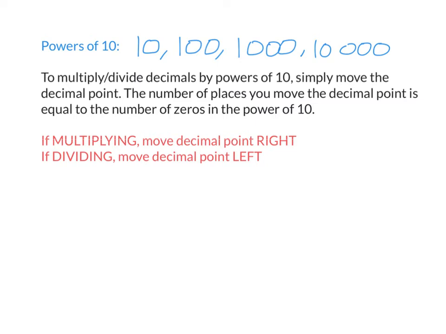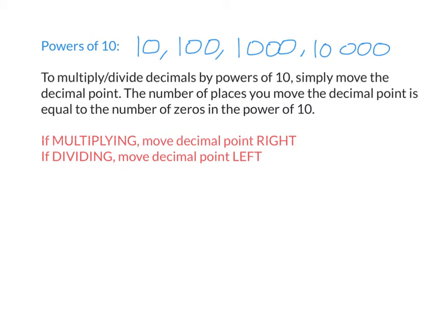To multiply or divide by one of these numbers, you simply move the decimal point a number of places. The number of places you move the decimal point is equal to the number of zeros. So multiplying or dividing by 100, you move the decimal point twice because there are 2 zeros. If you multiplied or divided by 10,000, you'd move the decimal point 4 spots because there are 4 zeros. When you're multiplying by one of these powers of 10, you move the decimal point to the right. If you're dividing by one of these powers of 10, you move the decimal point to the left.